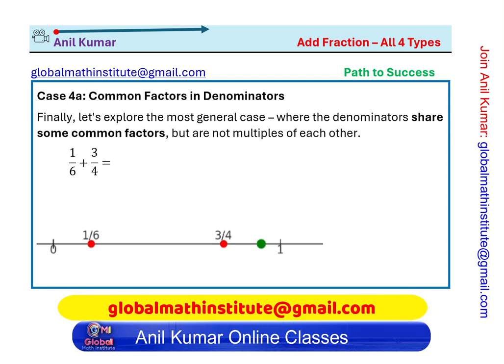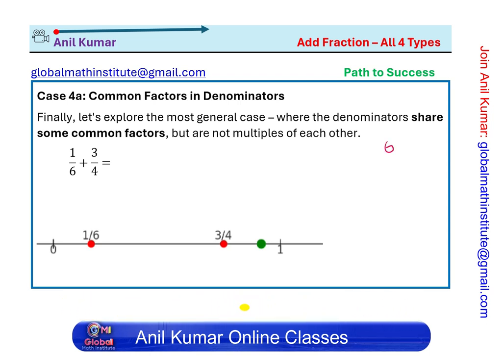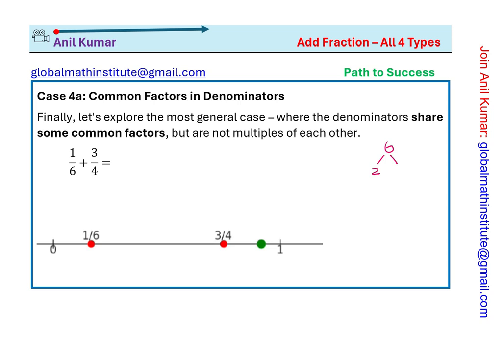For example, 6 and 4, right? As you can see, 6 is what? 6 is 2 times 3, right? And what is 4? 4 is 2 times 2. So they have a common factor 2 in it. So when you want the lowest common denominator, then this has to be factored out, right?